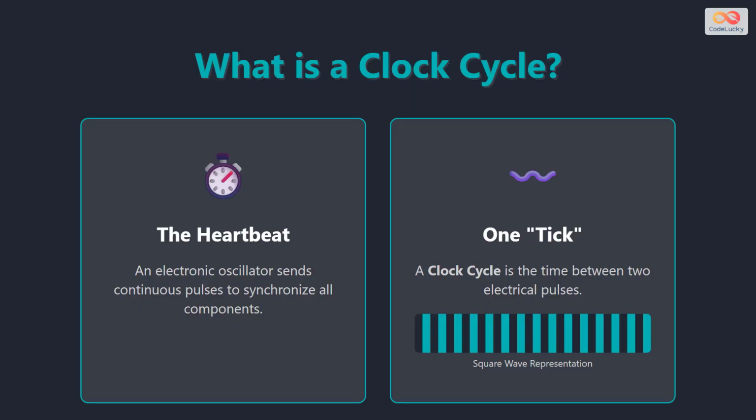So, what sets this beat? Inside your computer, there is an electronic oscillator that generates a pulse. A single clock cycle is simply the time interval between two of these pulses. It is like the heartbeat of the system. Every tiny action the hardware takes happens in step with this tick.